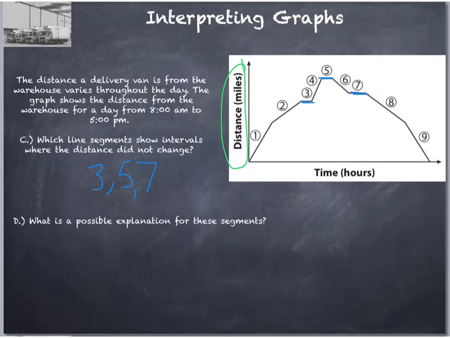What are some possible explanations for these segments? I want you to think about that, see if you could answer it. I'm going to answer it in a few seconds. This will probably mean that we're stopped for a certain amount of time, longer than just a stoplight or a stop sign. This is a delivery van, right? This probably means that the delivery van is delivering packages during this time, is what I think these segments would represent.